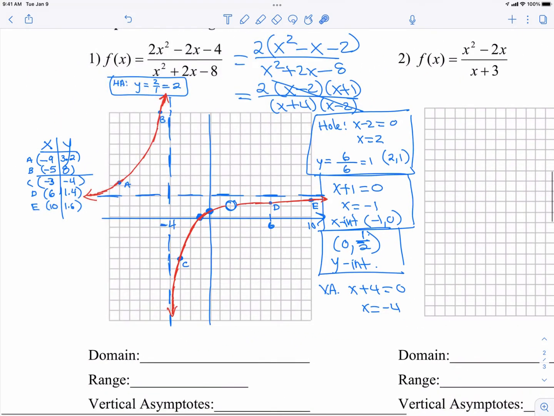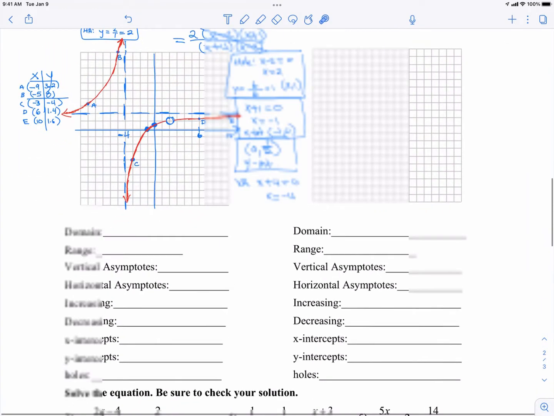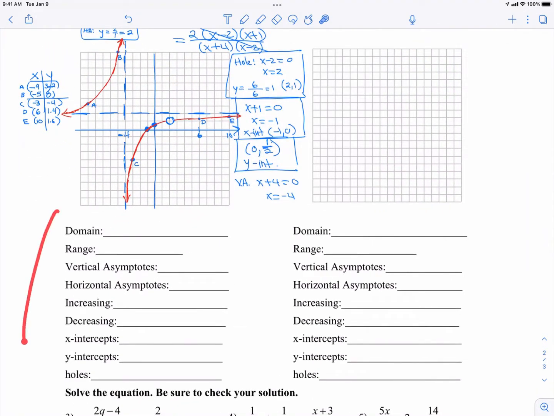All right, so that completes the graph. And now all we need to do is transfer all of the information down here into these spaces.